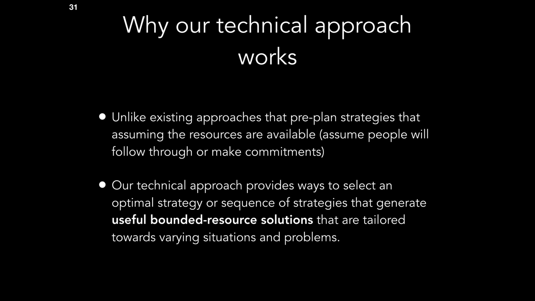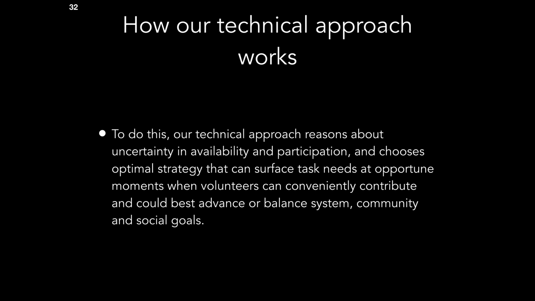The reason that our technical approach works is that, unlike existing approaches that pre-plan strategies and assume that the resources are available and that people will follow through or make commitments, our approach provides ways to select an optimal strategy or sequence of strategies that generate useful bounded-resource solutions tailored towards varying situations and problems. To do this, our technical approach reasons about uncertainty in availability and participation and chooses the optimal strategy that can surface task needs at opportune moments when volunteers can conveniently contribute, which could best advance system, community, and social goals.